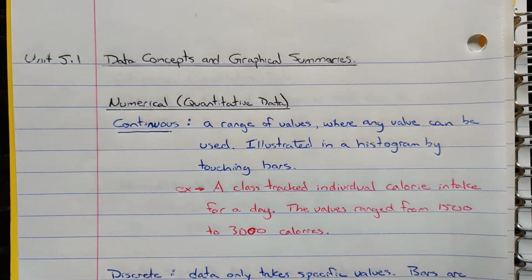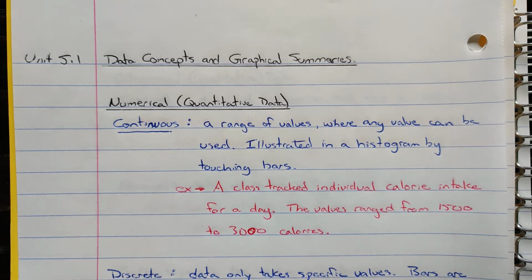In this unit, we're looking at ways of organizing data for analysis. We're going to start with data concepts and graph summaries. So we're just going to look at ways to quantify or qualify our data into certain categories.